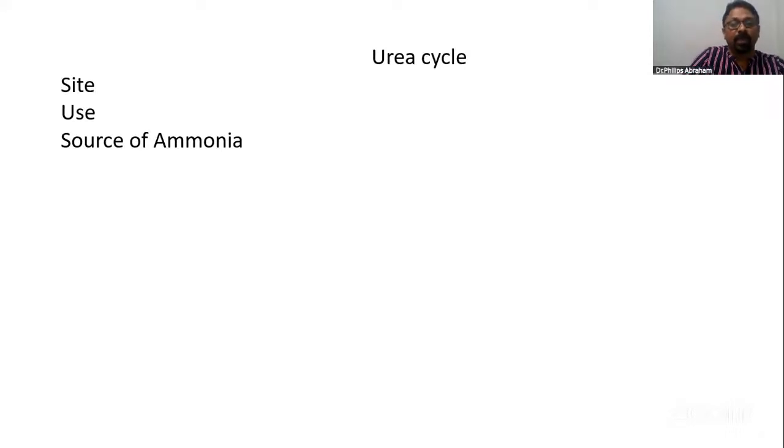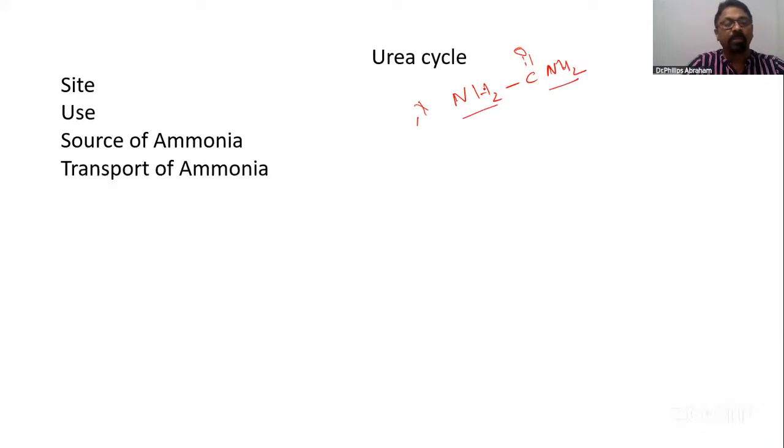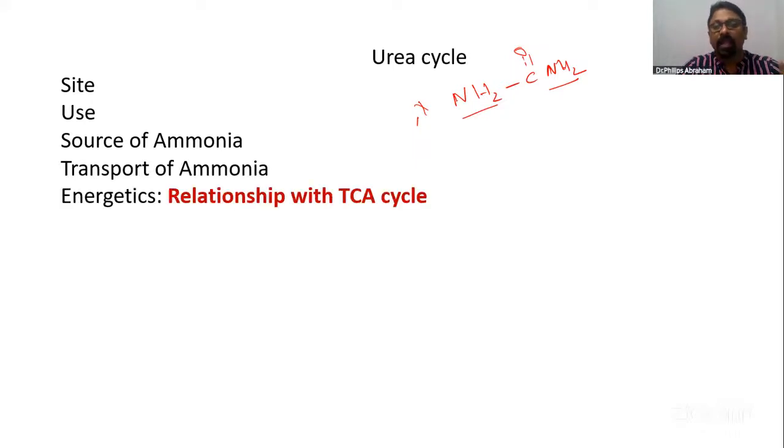So what is urea? I hope you understood that. NH2, C double bond O, NH2. One NH2 from ammonia, one NH2 from aspartate. And then how is it transported? It's transported towards the liver as glutamine or as alanine. And energetics, I'll just show the picture, then you'll understand that.